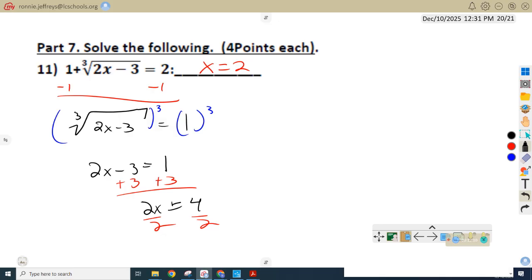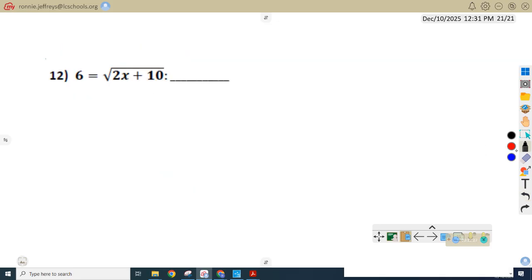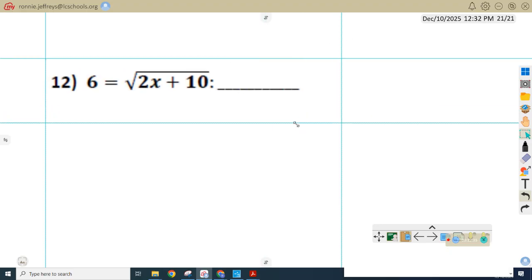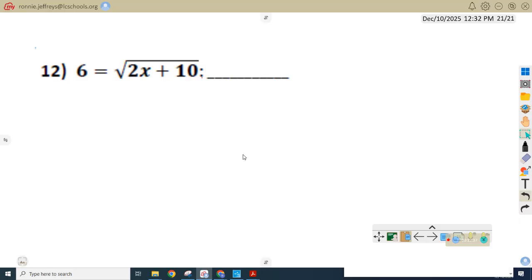Okay. We good with number 11? All right, this one, radical's already by itself. So what we're going to do, this is understood to be a 2, so we're going to square both sides.